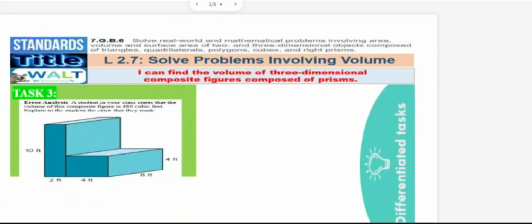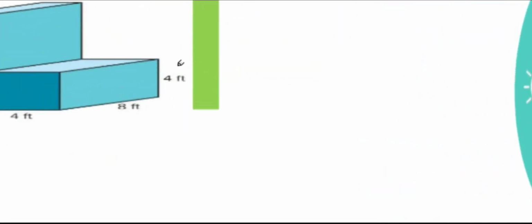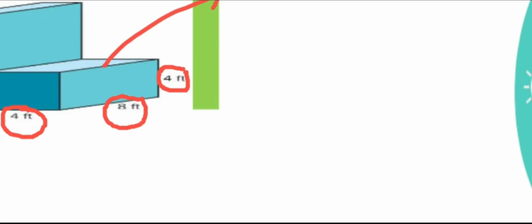The one which is horizontal has a height of 4, a length of 8 feet, and a width of 4 feet. So let's find the volume of this rectangular prism. First, volume is length times width times height. The longer side is 8, the width is 4, and the height is also 4.